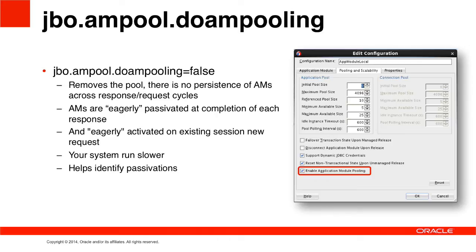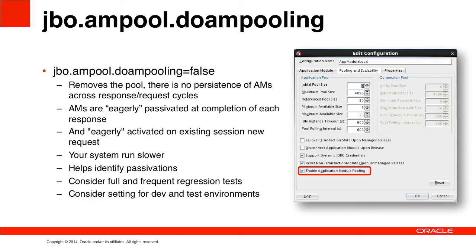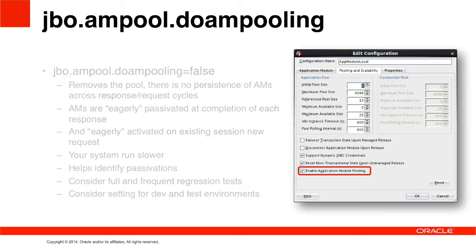In fact, Oracle recommends that for your application, you periodically run regression tests of your whole application with this option set to false. And developers should be encouraged to do this too in order to find those nasty little passivation bugs. The goal is to squeeze out those passivation bugs as early as possible during the development lifecycle, as well as educate developers to the mistakes they made in the first place.